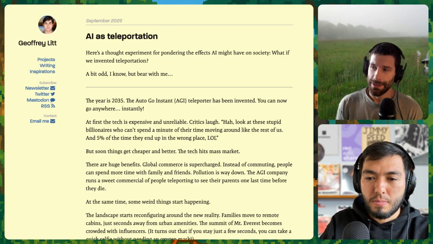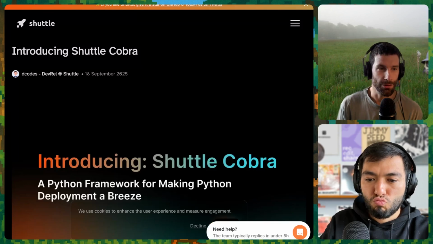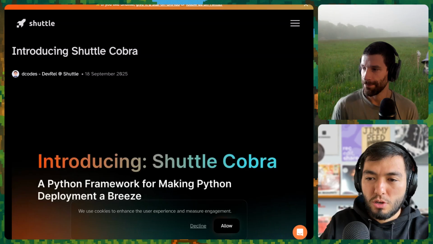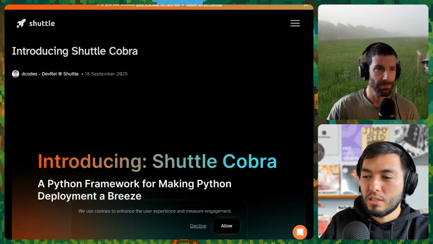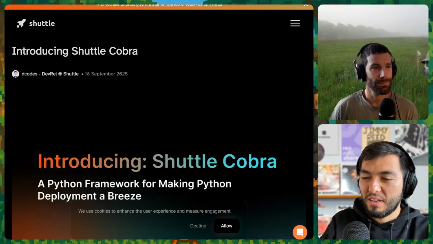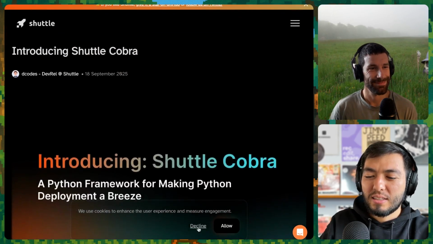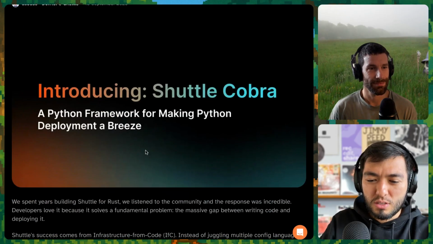We have Shuttle Cobra, which brings infrastructure from code to Python, letting type hints and decorators spin up AWS resources and cron jobs directly from your code. Yes. So this Shuttle, the website is shuttle.dev, because it used to be shuttle.rs. So it's like shuttlers, I guess. Which wasn't infrastructure as code, it was infrastructure in code or something.